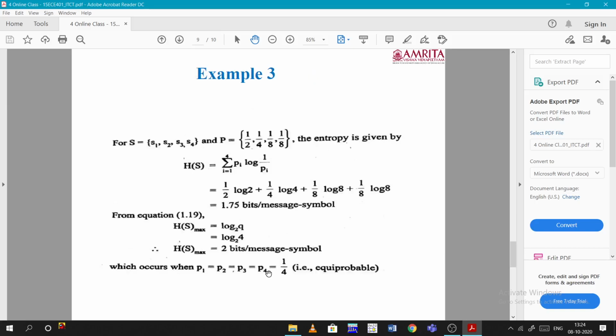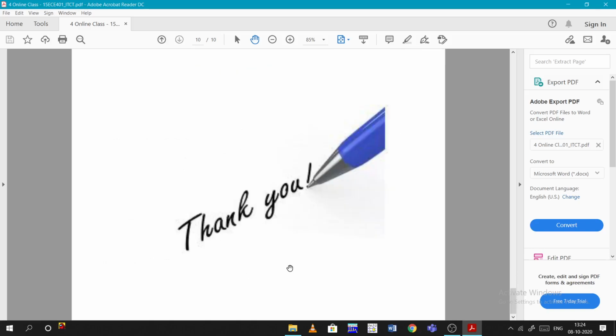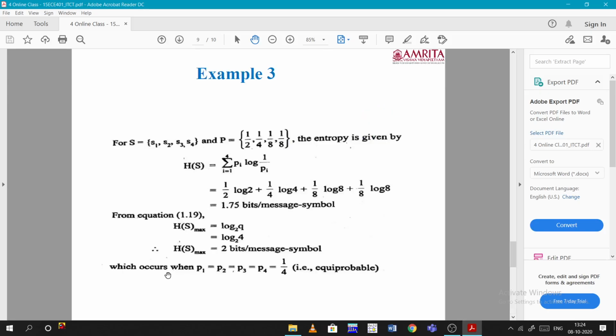So they have given some symbols and the probabilities. H of s we found, and for max there are 4 symbols, right? That's why it is log q base 2. Okay, 4 source symbols, that's log 4 base 2. That's how we got the h of s max. And when does it occur? For example, if these 4 symbols have equal probability 1 by 4, what he is explaining is that this maximum occurs only when all the 4 have 1 by 4, that is, equiprobable.